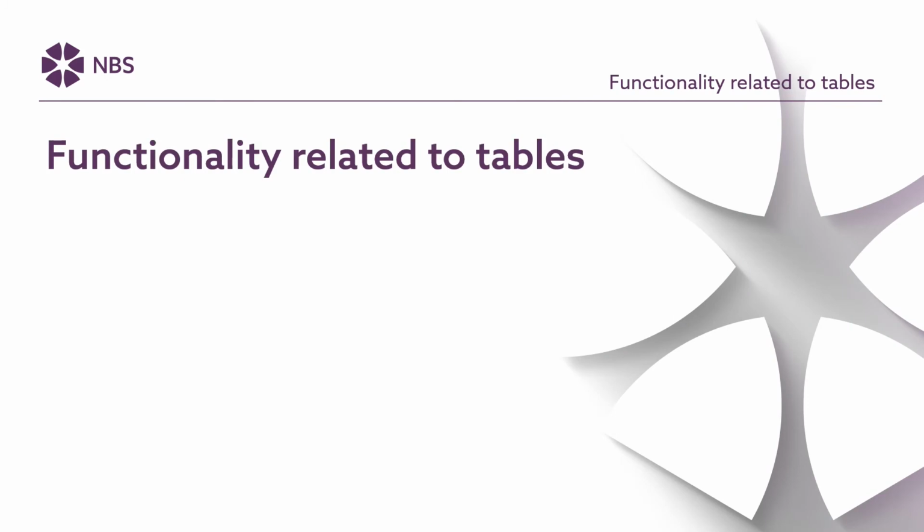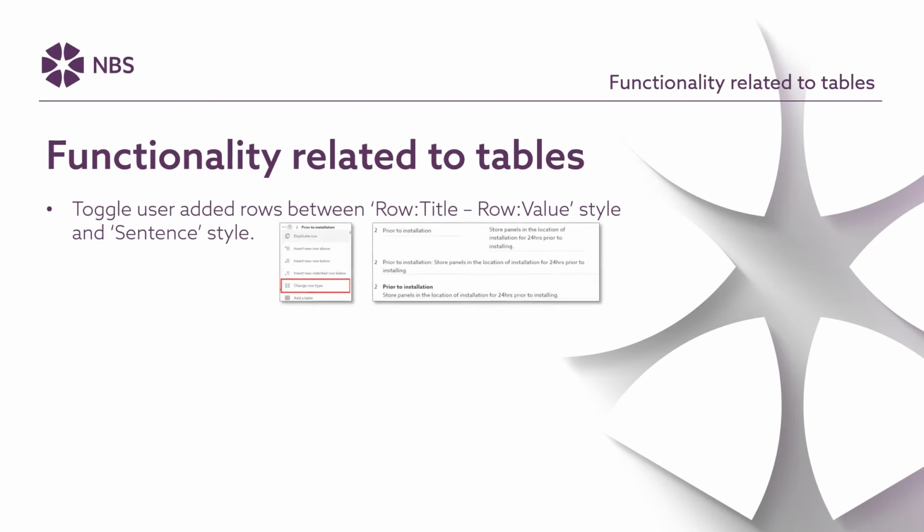So, now some functionality related to tables. User added rows can be toggled. That is, rows which have been added in the clause or article from the three-dot insert new row functions. These can be toggled between row title and row value style rows and sentence style rows.